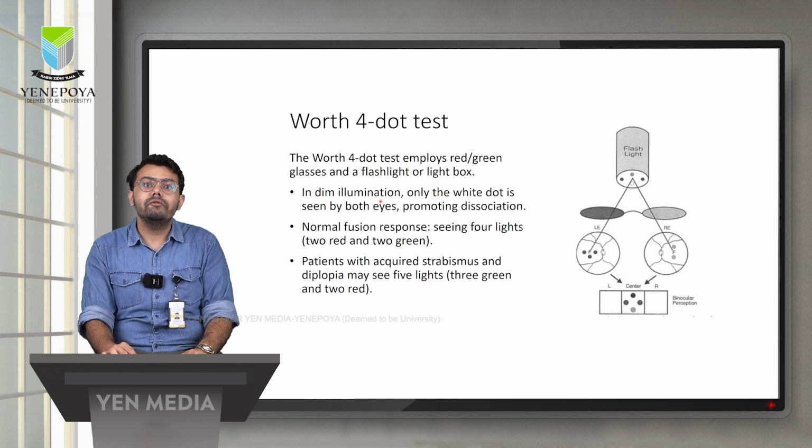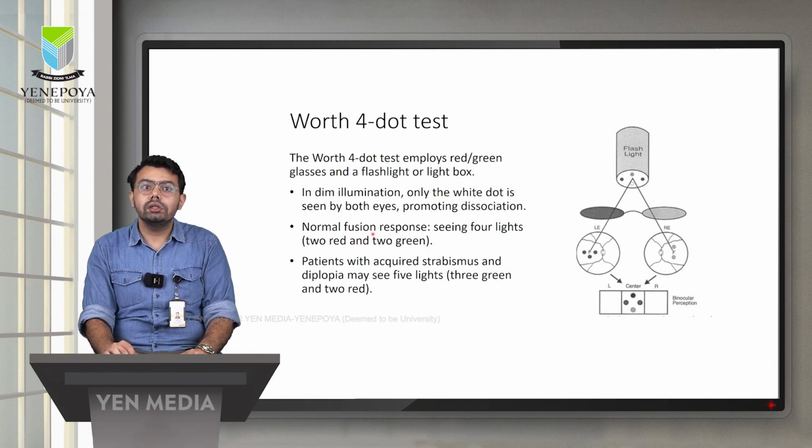What is the Worth 4 dot test? The Worth 4 dot test implies a red box, red and green glasses, and a flashlight or a light box. In this test, the board will have one red light, two green lights, and one white light. We give red-green glasses, meaning a red glass in the right eye and a green glass in the left eye, and the patient is asked to see the image.